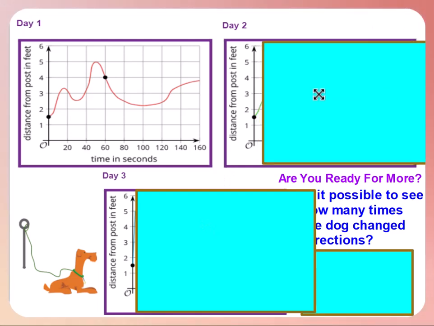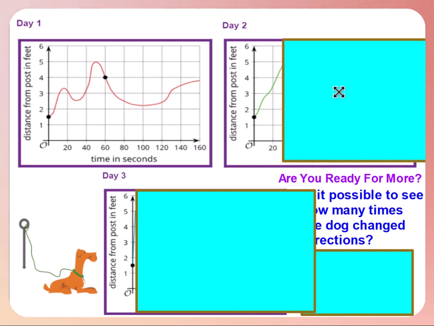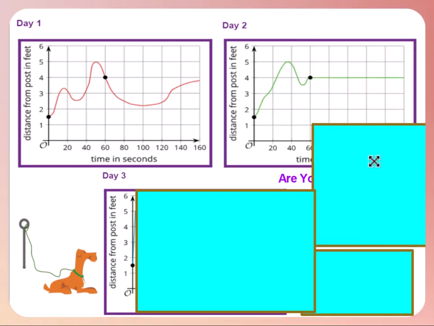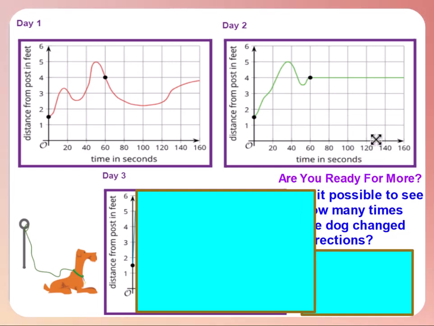All right, let's look at day 2. Again, we start at 1.5, and then we don't know whether the dog goes up or down, but we do know that at 60 seconds, the dog is at 4 feet. And then the dog lays down on day 2, so that distance stays consistent. It doesn't change.